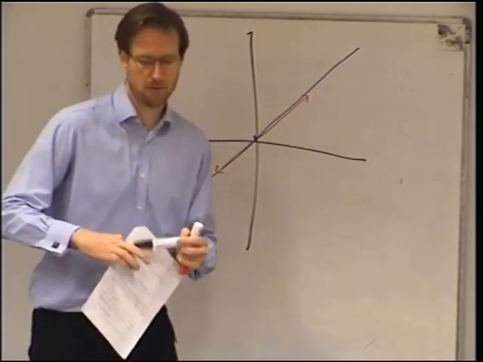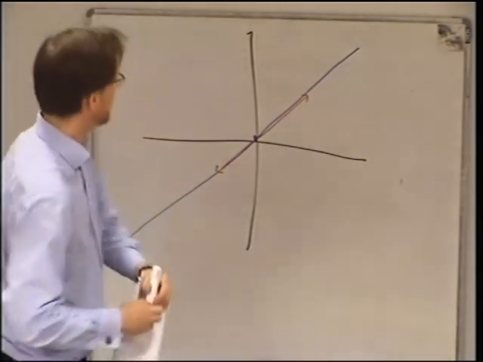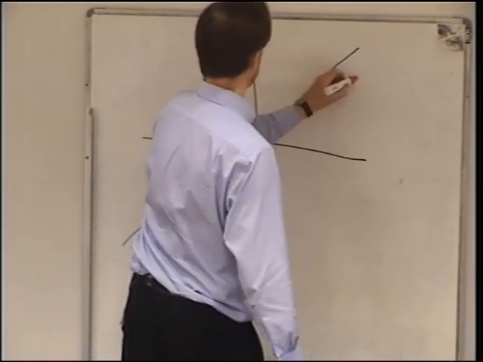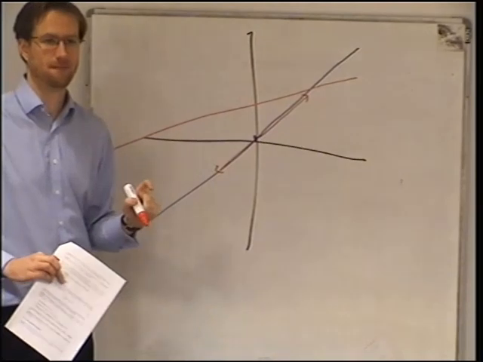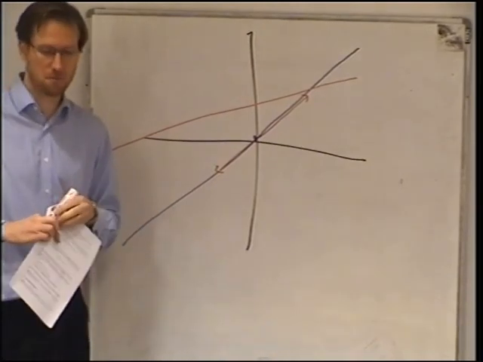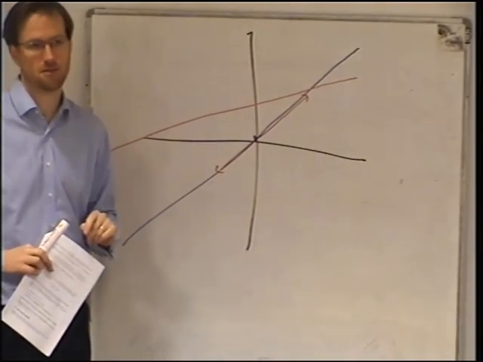Okay, now let's look at the other case, which is a straight line which does not go through the origin. So this is the easiest example of something which is not a subspace.